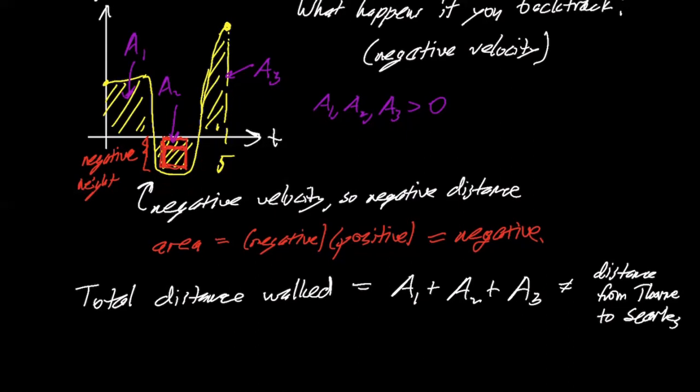So what is the distance from Thorn to Searles? Well, if you think about what A2 is, it's the backtracking, right? A2 is the backtracking you did. So you're actually going to subtract that from A1.